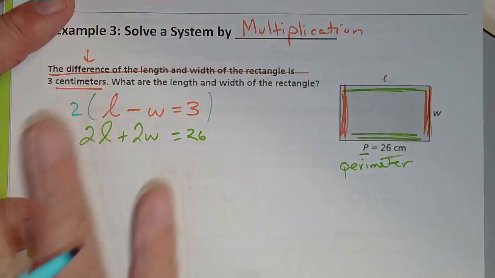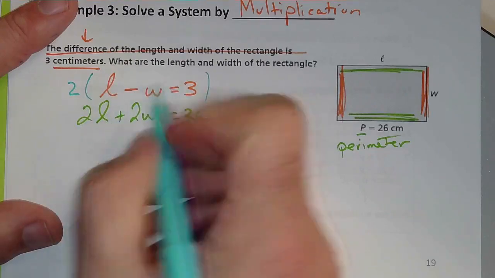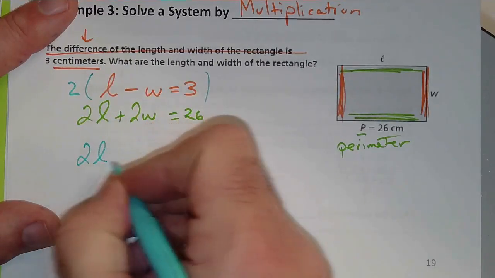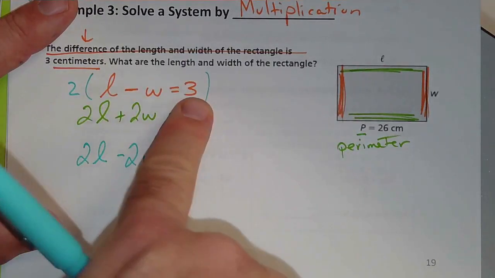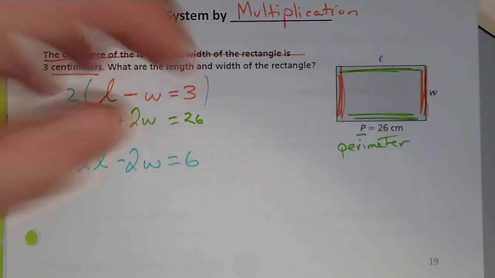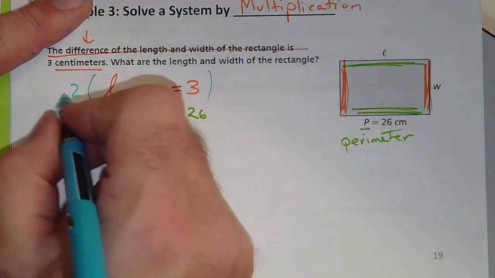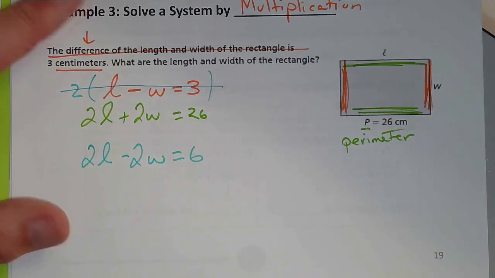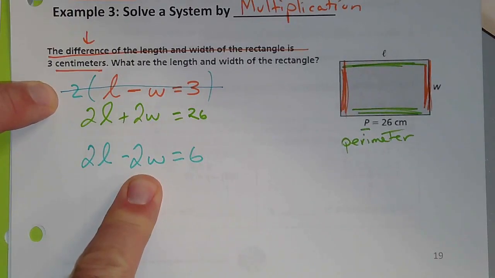So don't be 8th grader me, be awesome 8th grader you. Multiply here, you get 2l minus 2w equals 6. Don't forget to get to that 3. 8th grader me would have written it right on there and totally screwed it up. Now I'm going to do this. You don't have to do this, but I'm going to put a line just through this right now. So we're not using that equation anymore. We have an equivalent of it right here.